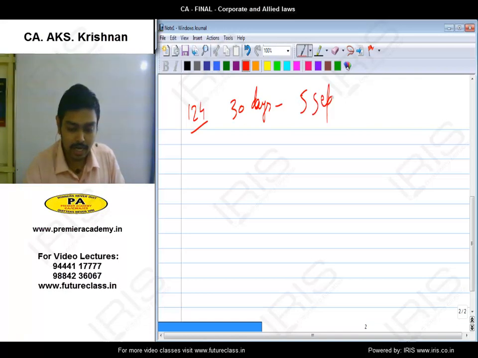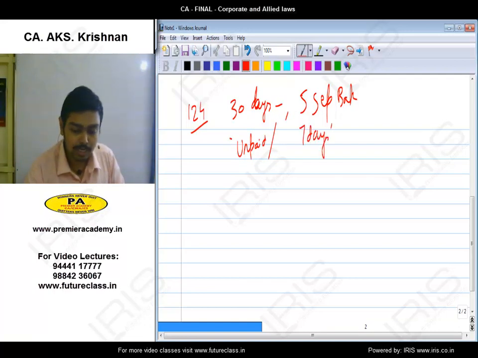transferred to a separate bank account. Okay, it is like an escrow account. And if it is not paid within 30 days, it should be transferred to the unpaid or unclaimed dividend account. Then within how many days should it be transferred? 7 days it should be transferred.